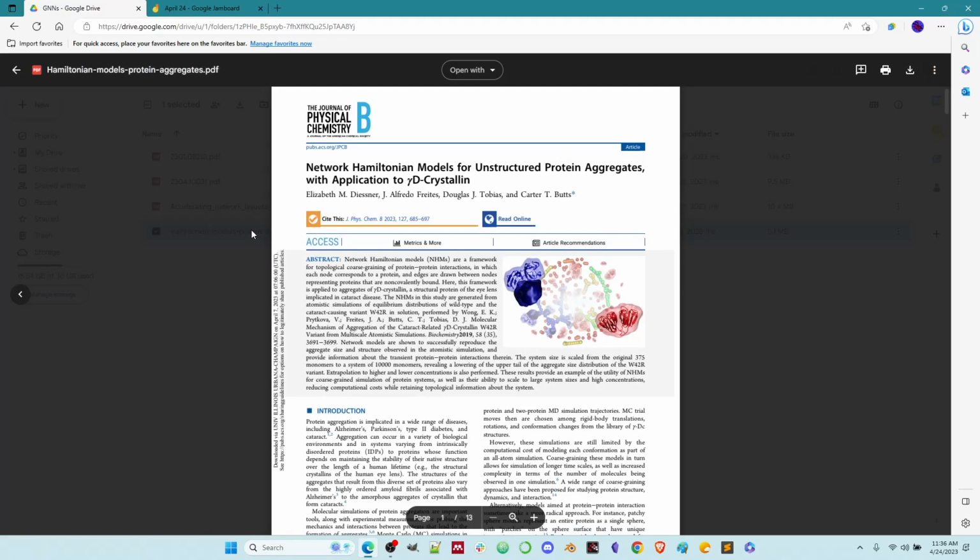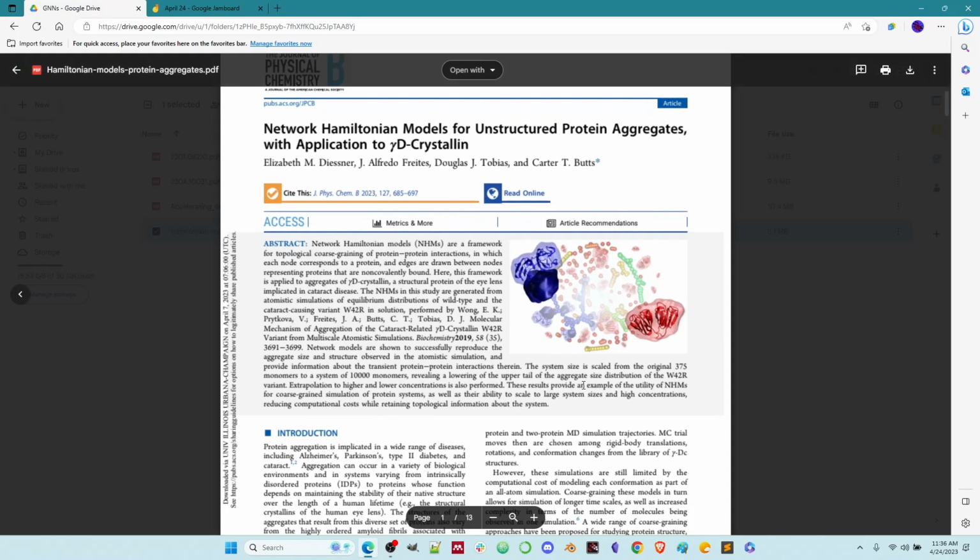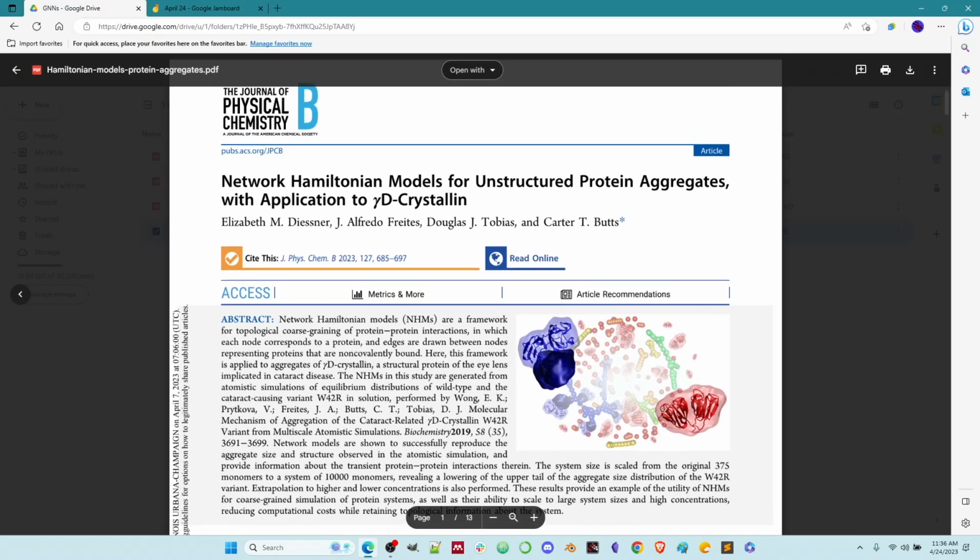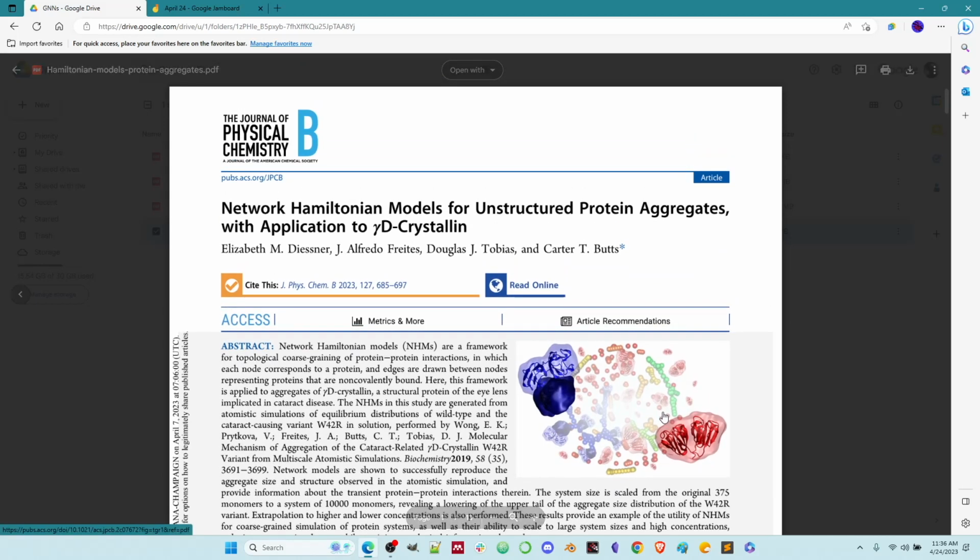Finally, I'd like to briefly discuss this paper, make people aware of it. This is a paper where they look at unstructured protein aggregates. And so we've talked about aggregates having a role in development and having a role in self-assembly and self-organization of biological structures. So it's an up-and-coming topic, protein aggregates, especially in vesicles or in cell cytoplasm. And so this is an interesting area. And in this case, they're building network Hamiltonian models. So they're actually applying networks to this biological problem.